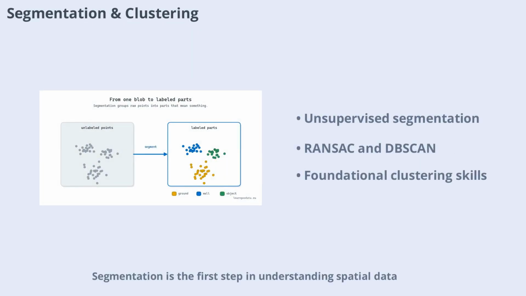Segmentation is the first step in understanding spatial data. It groups raw points into meaningful parts like ground, wall, and tree. Using unsupervised methods such as RANSAC and DBSCAN, you can quickly separate features without labels or training. This approach is efficient and handles many real-world jobs. Learning these tools before jumping into deep learning is crucial, as they provide foundational skills for more advanced segmentation tasks.